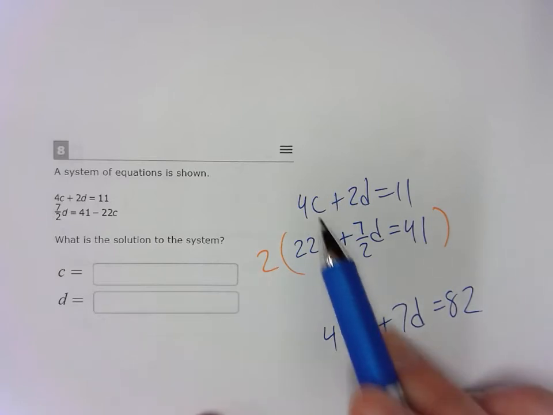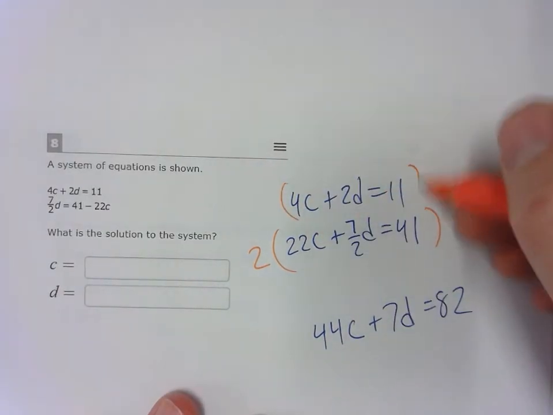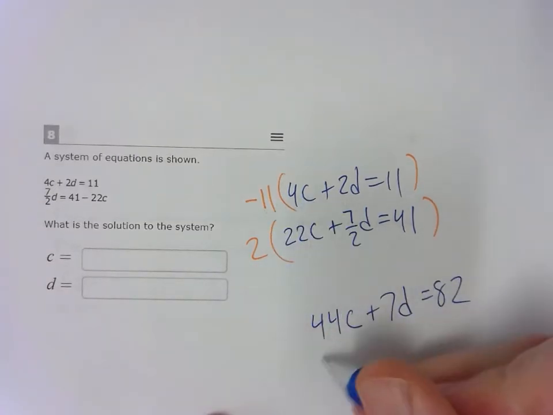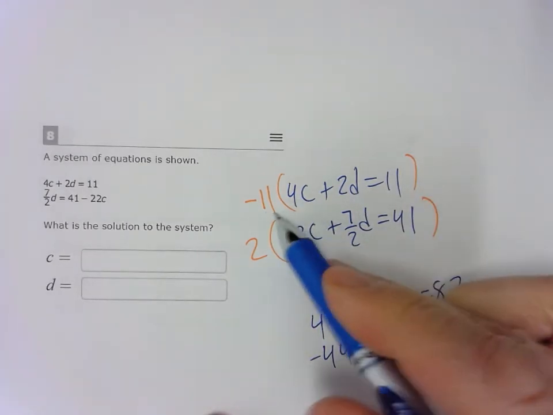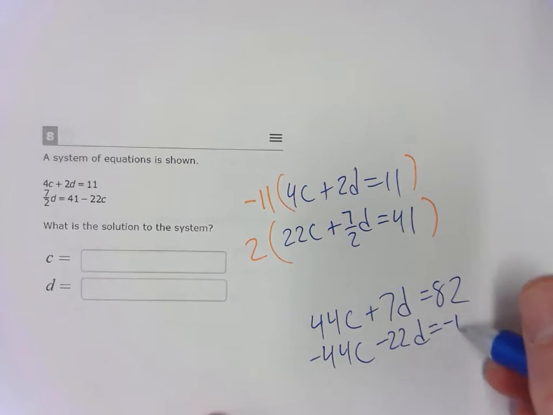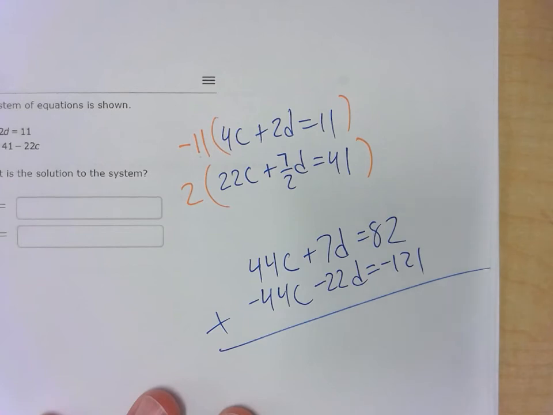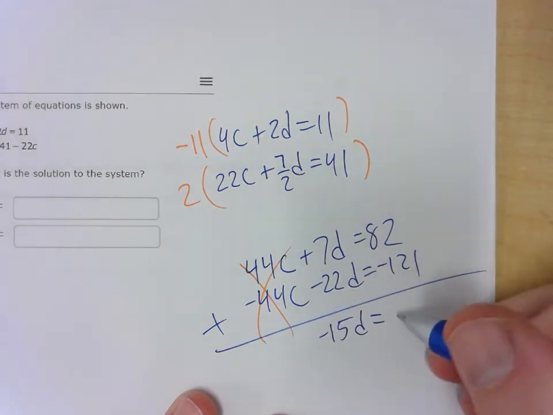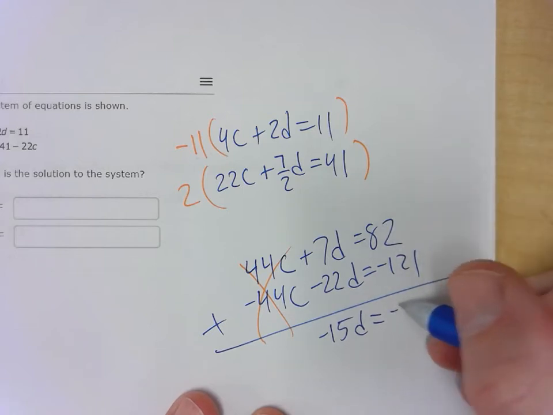And now what I want this up here to be is negative 44. So I'm going to multiply this equation by negative 11. So this times this will be negative 44c. This times this will be negative 22d. And that times that is negative 121. Then you can add the two equations together, which eliminates the variable. So this gets eliminated, and then I get negative 15d, because you put those together, you get negative 15d, and negative 39 when you put these two together.